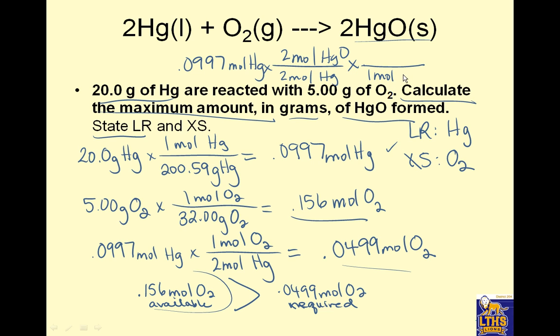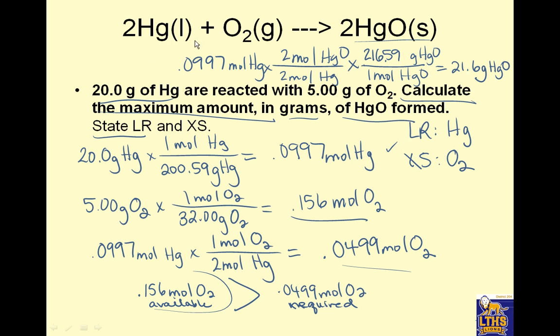I'm going to say, well, for every 1 mole of mercury oxide, I'm going to get the grams from the periodic table, and it's 216.59 grams. So what does this mean? This means that I should get 21.6 grams of mercury oxide in that chemical reaction.